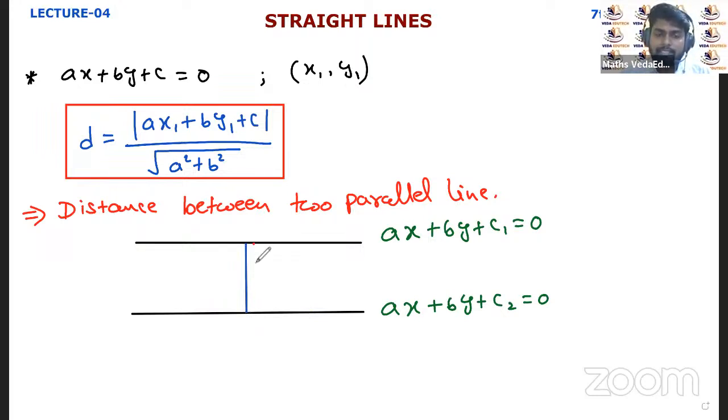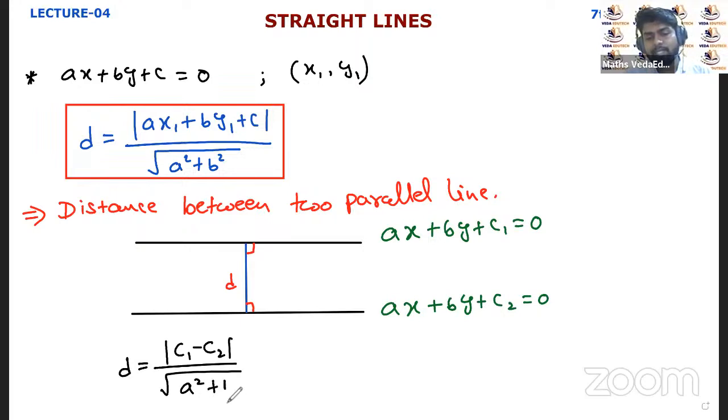So let us find this distance. Assume the distance between these two lines is nothing but d. So the value of d is nothing but the modulus of c1 minus c2 whole divided by square root of a square plus b square. So how are we going to get this distance value, that is c1 minus c2 upon square root of a square plus b square.